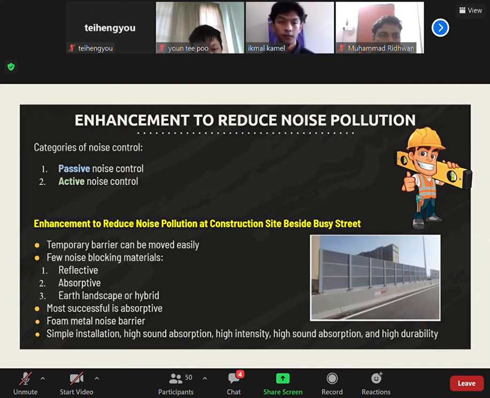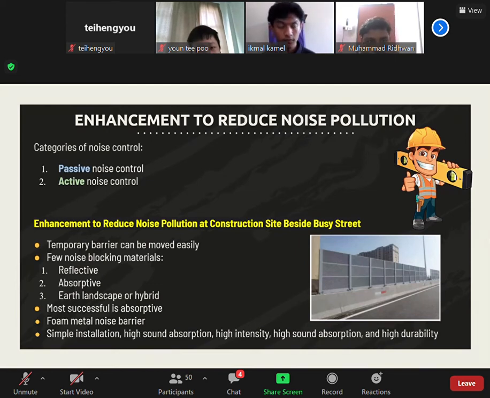And firstly, we need to know there are two categories of noise control. Firstly, passive noise control and second, active noise control. Passive noise control aims to reduce noise transmission, while active noise control aims to reduce noise emission at its source, for example, at the construction site.